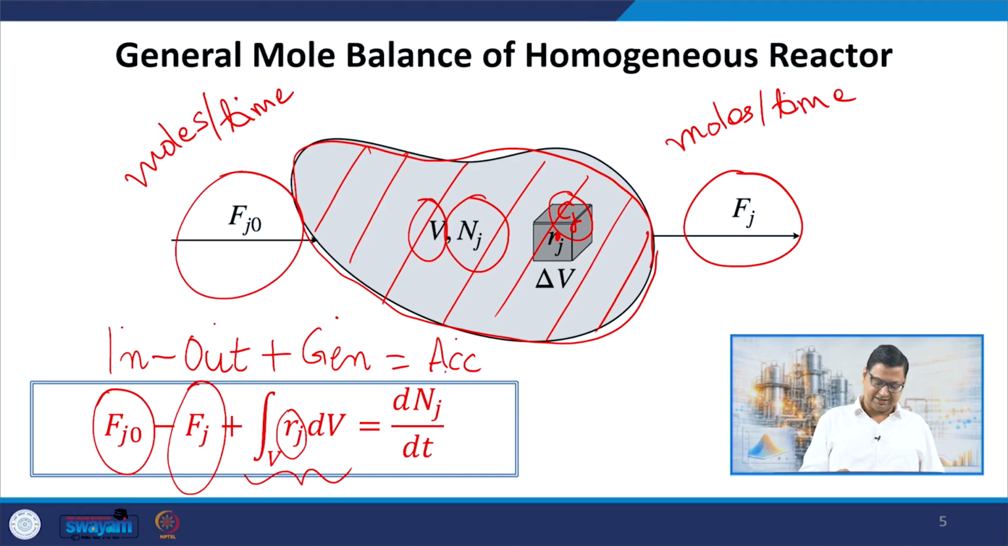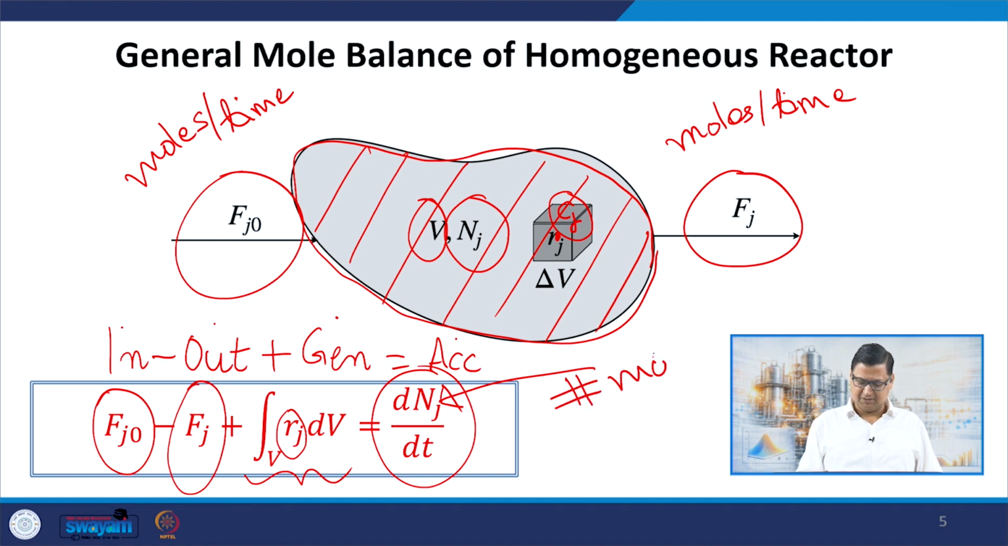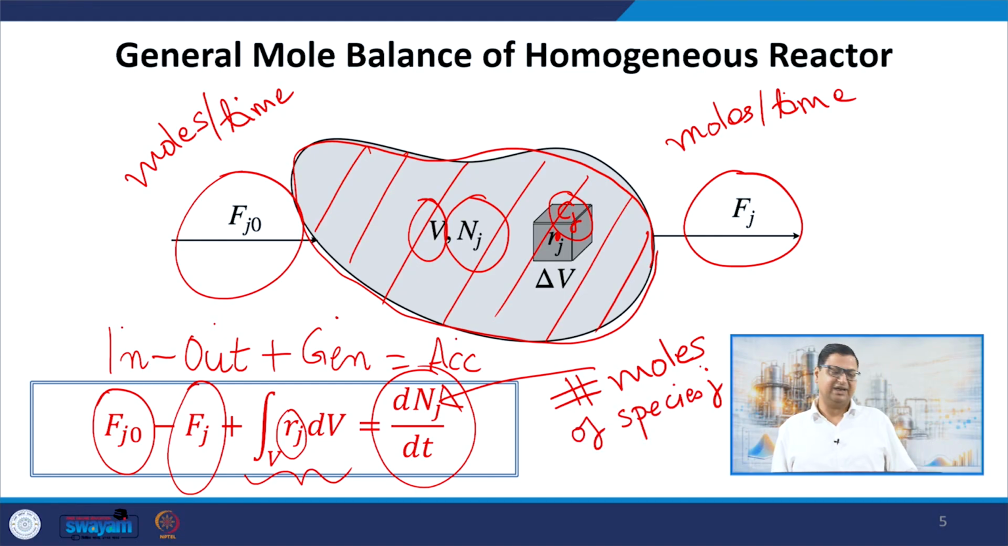And on the right hand side, we have accumulation, that is how the number of moles of the species J is going to increase with time, right. Typically, we can use the same notation for the number of molecules and the number of moles in this case, but I will be referring mostly to the number of moles of species J. That is what is typically used in the literature.